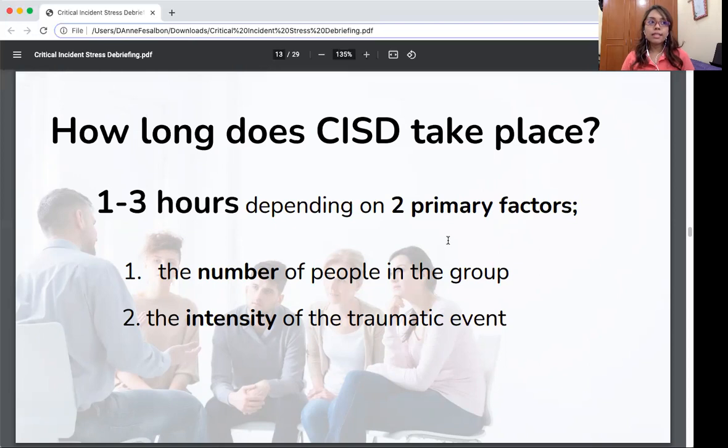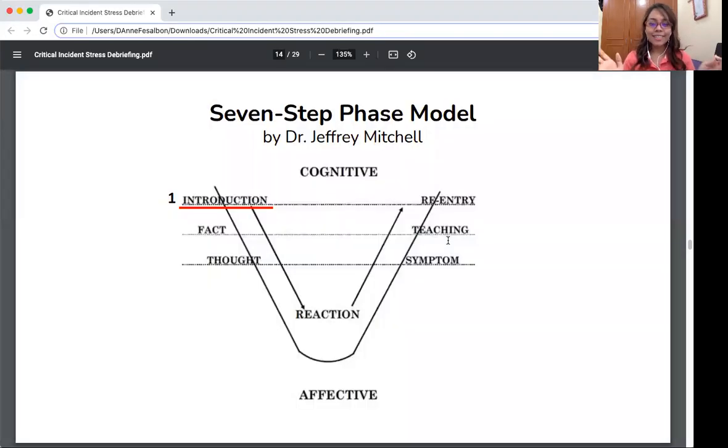Okay, so before I get into the 7-step phase model, just other additional information is that CISD is mostly, well, based on our research, it's where, I forgot what I was going to say. No, I'll get back to it later. I forgot. Okay, let's first get into the 7-step phase model.